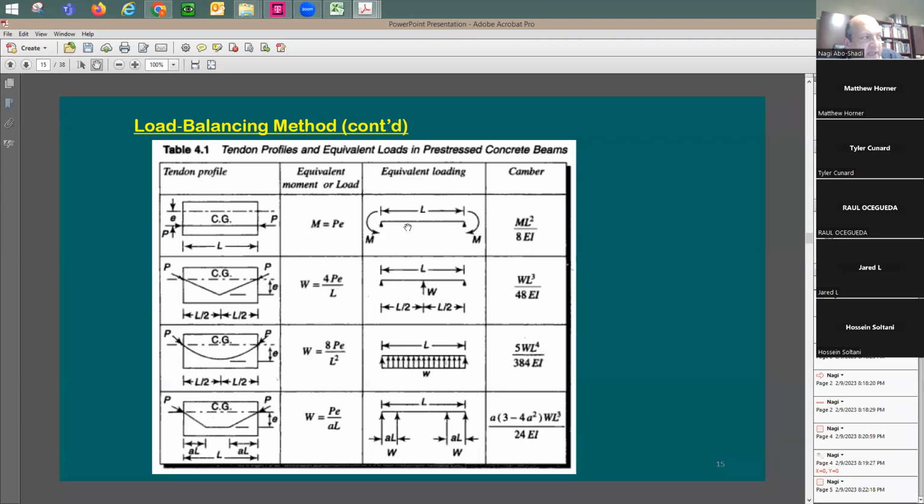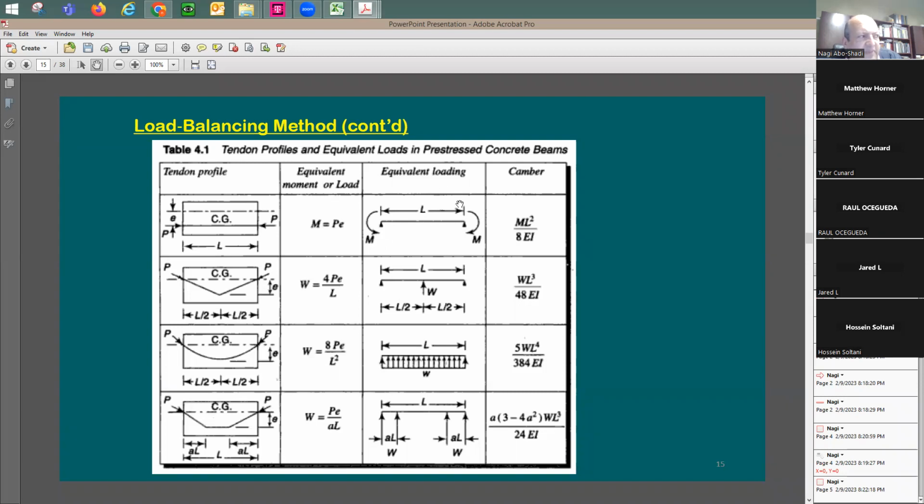This means in this case, the equivalent loading is as if you put a couple of moments, one moment at each end. You're trying here to put pressure, and it's going to be like moment coming this way from both ends. If you'd like to figure out the camber, you can figure it out with this equation here. So this gives you some equation to find an approximate value for the camber.